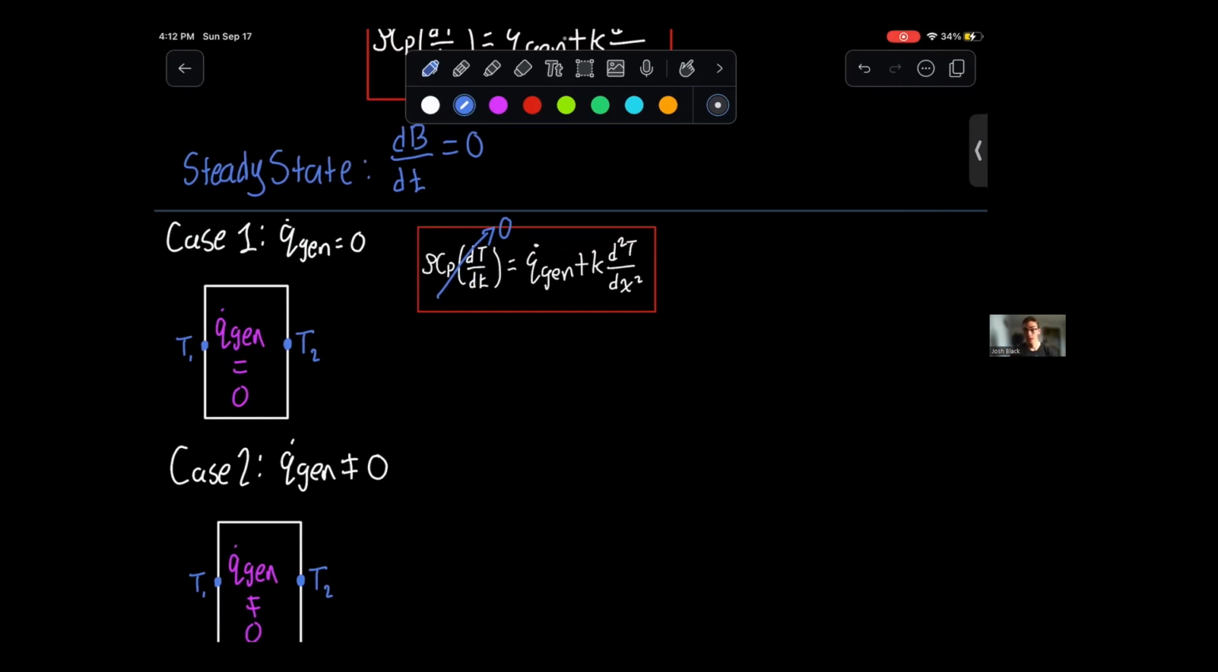Now, in the first case, Q gen is equal to 0. So we can do this. This leaves us with 0 equals k d squared T over dx squared. We can get rid of k by just dividing both sides by k. We integrate twice. Our first integration gives us c1 equals dT by dx. We're going to integrate again, and we get T as a function of x is equal to c1 x plus c2.